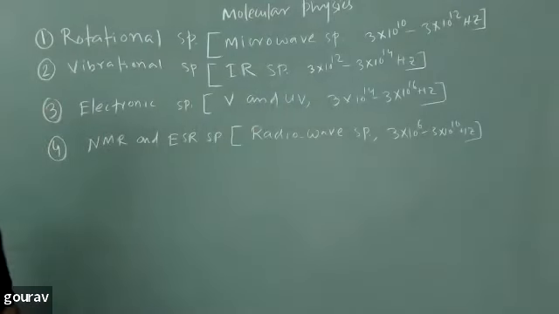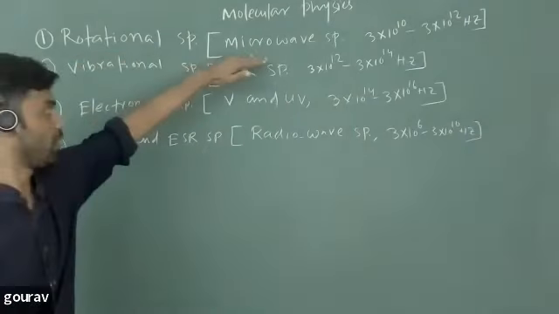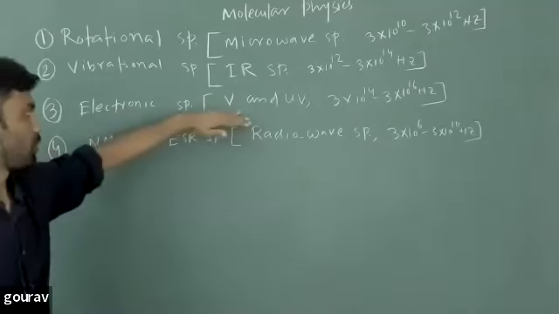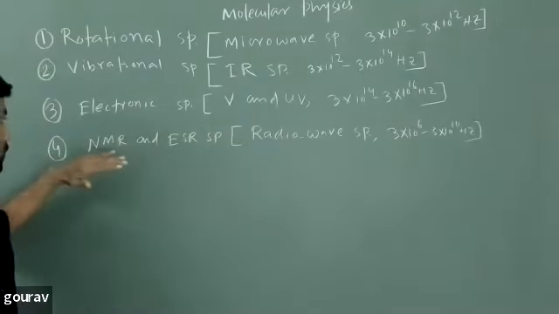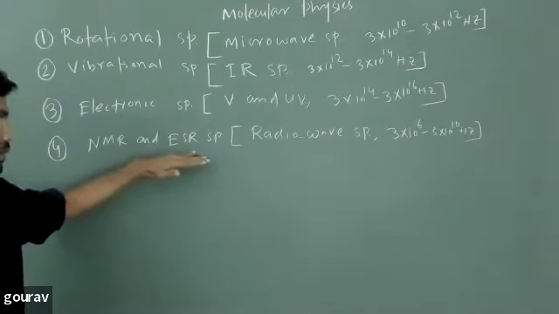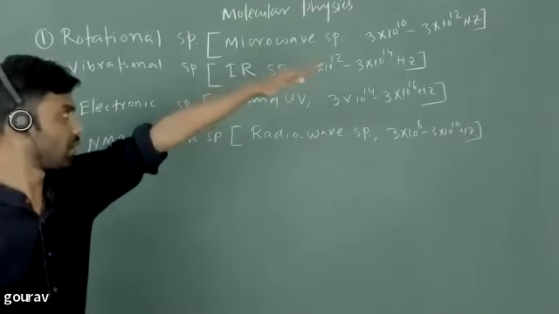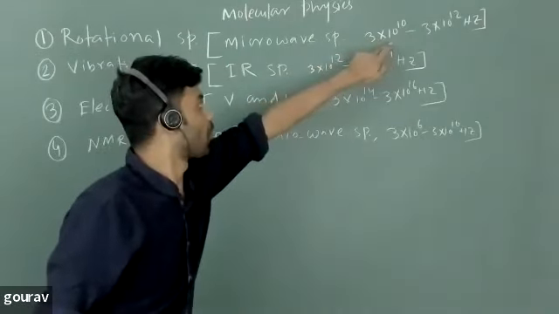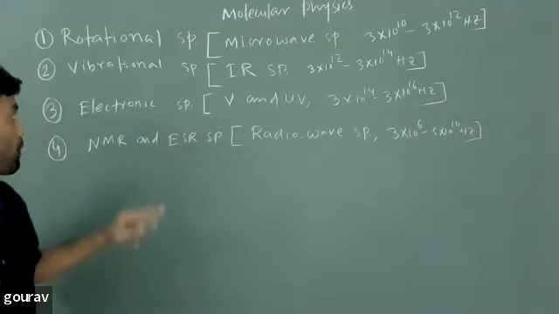Okay, rotational spectroscopy is called microwave, vibrational is called IR, electronic is called visible and UV, and NMR, nuclear magnetic resonance, and ESR, electronic spin resonance, is basically known as radio wave spectroscopy. And frequency range, basically rotational spectroscopy is found in this range. Why it is found in this range, I'll tell you.